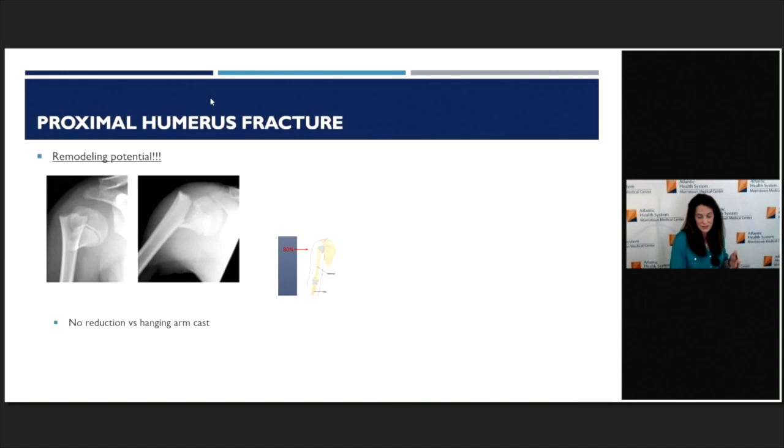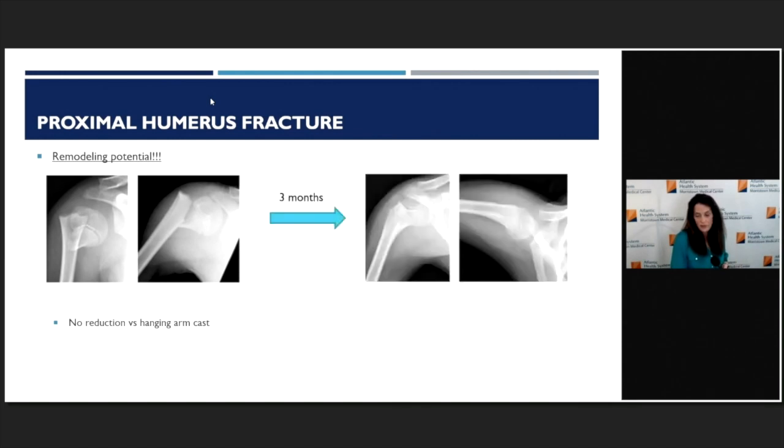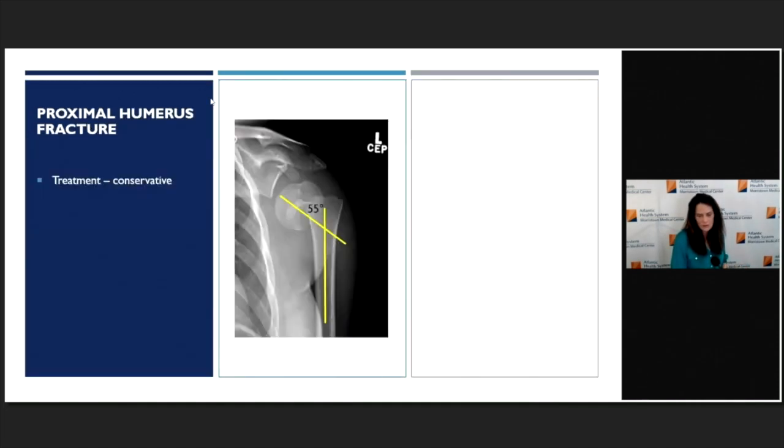You can put like a little cast on if you want. And about 3 months later, it's healed, and look how a tremendous amount of remodeling almost looks normal without us doing much of anything. So for most of these proximal humerus fractures, we are able to treat it conservatively without surgery. If the kid is under 10, pretty much you can leave it in whatever zip code you want it to, and it's going to find its way home.